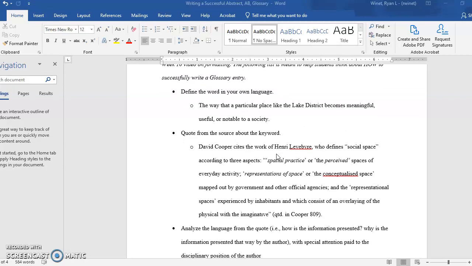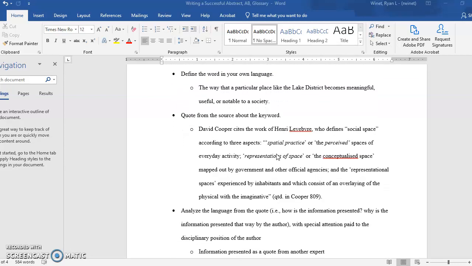Each glossary entry should have a quote from the appropriate source about the keyword. All of you should be transitioning into your quotes. David Cooper, the author of the article that I cited in the annotated bibliography, which provides social space as a term, David Cooper cites the work of Henry Lefebvre, and I apologize to those of you who actually speak French. I do not. I think it's Lefebvre. David Cooper cites the work of Henry Lefebvre, who defines social space, in quotes, according to 3 aspects.